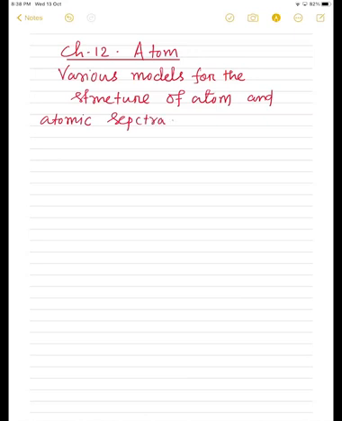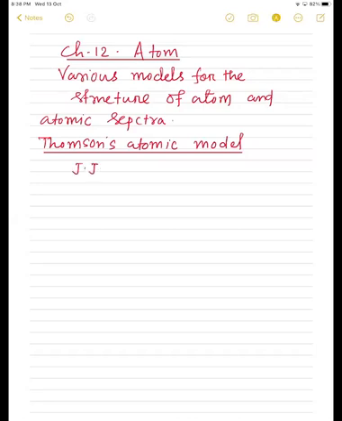Correct. Number one, we'll start with Thomson's atomic model. Right, students? Give heading: Thomson's atomic model. The first part is theoretical. Let's know it. The full name was J.J. Thomson.